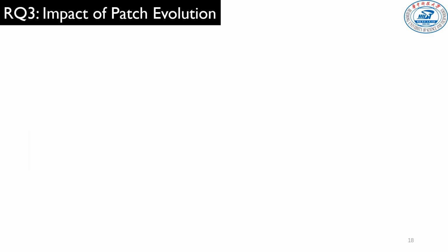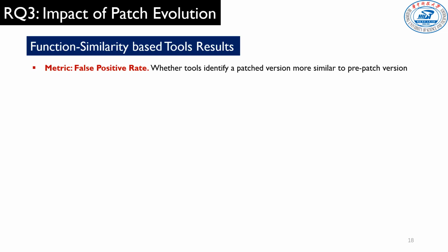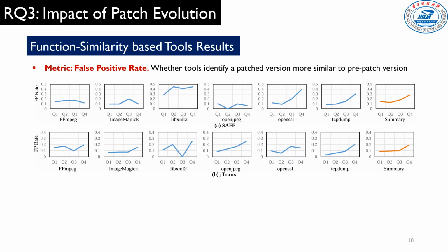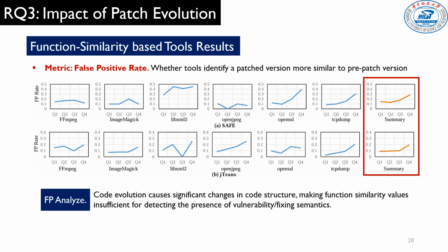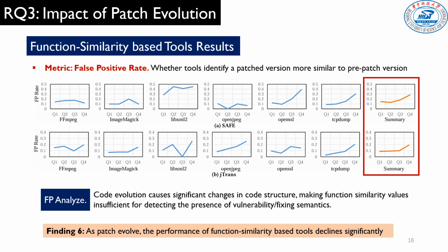For function similarity-based tools, we assess if tools mistakenly identify an evolved version as more similar to the pre-patch version than the post-patch version. The results show a decline in performance as patches evolve. For instance, the false positive rate for safe increased over time. This is because code evolution causes significant changes in code structure, making similarity values less reliable for detecting vulnerabilities and fixes.